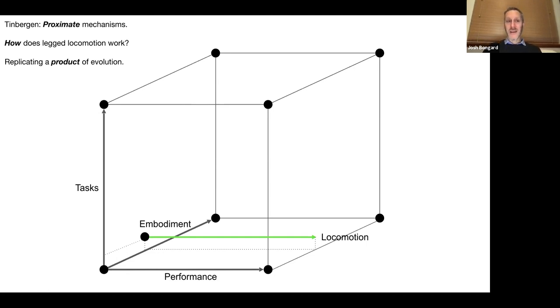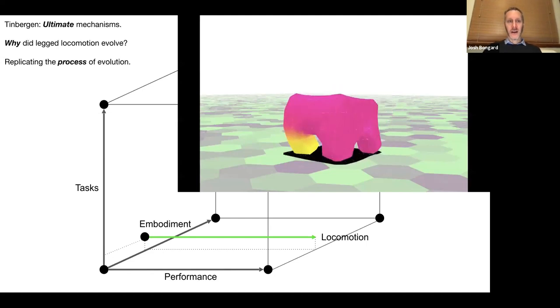Alternatively, for exactly the same behavior, we can also ask ultimate questions. We can ask why questions. So why did legged locomotion evolve in the first place? And the moment we ask ultimate questions, we are already implicitly thinking about morphological change, because obviously we have to think about animals that weren't capable of legged locomotion or did not have legs, and then gradually evolved legs and legged locomotion. So you can think about proximate questions as the how questions, how does the behavior work? And ultimate questions as why did that behavior evolve in the first place?